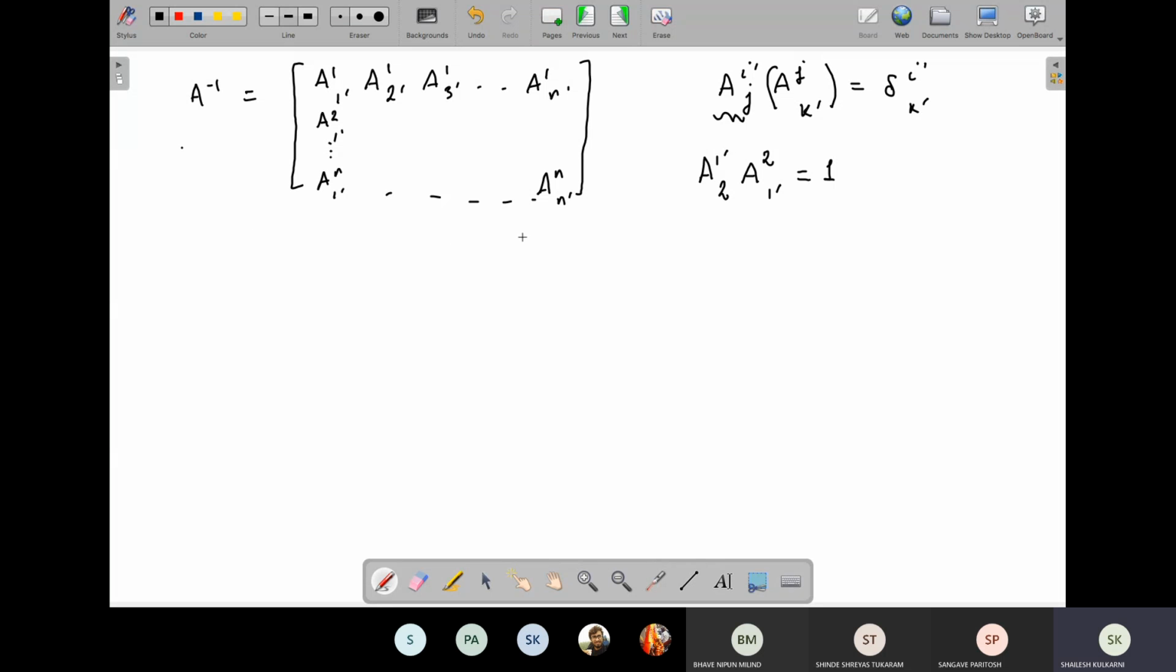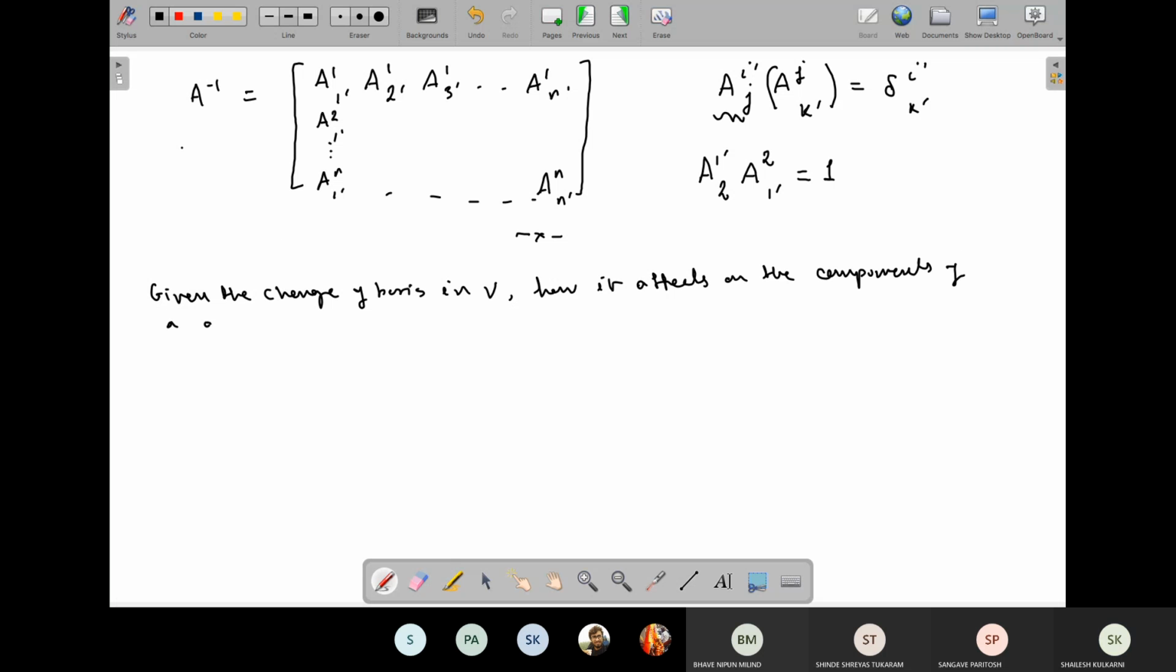Now the next question is, given the change of basis in V, how does it affect the components of a dual vector? This is the question. Now we have to find how the dual components transform under the change of basis made in V. Is it clear? That is the question.